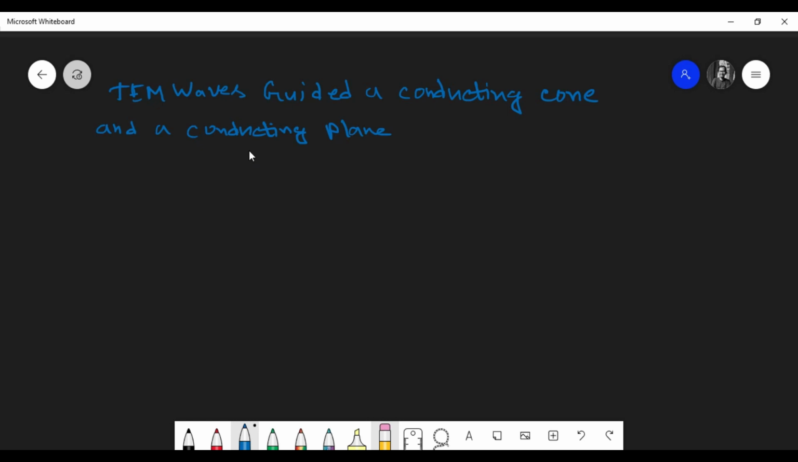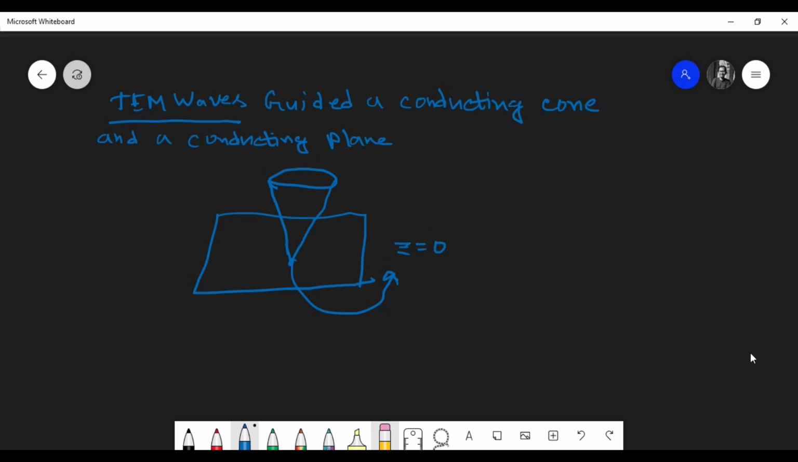Let me draw the scenario. Assume the plane is the z equals 0 plane, and upon it there's a cone whose apex is on the z equals 0 plane. And I want to investigate what kind of transverse electromagnetic waves are supported by this scenario. Now, let me read the problem statement from the book.